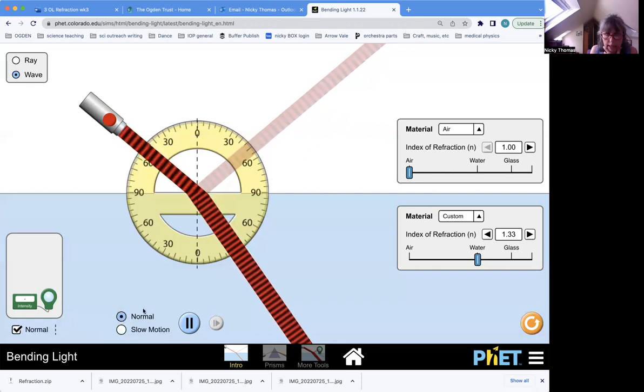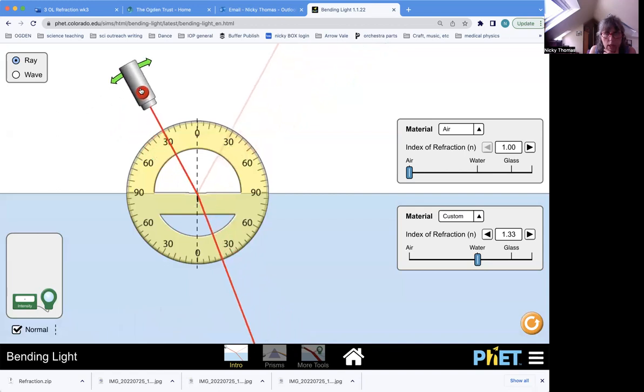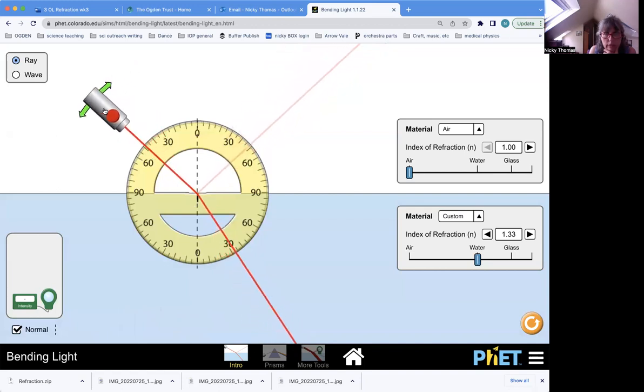I'm not sure that's particularly helpful at this point. But this is just quite nice. You could get some actual quantitative pieces of information. If you were using the ray, you could measure some angles: 30, 40, 50, 60.